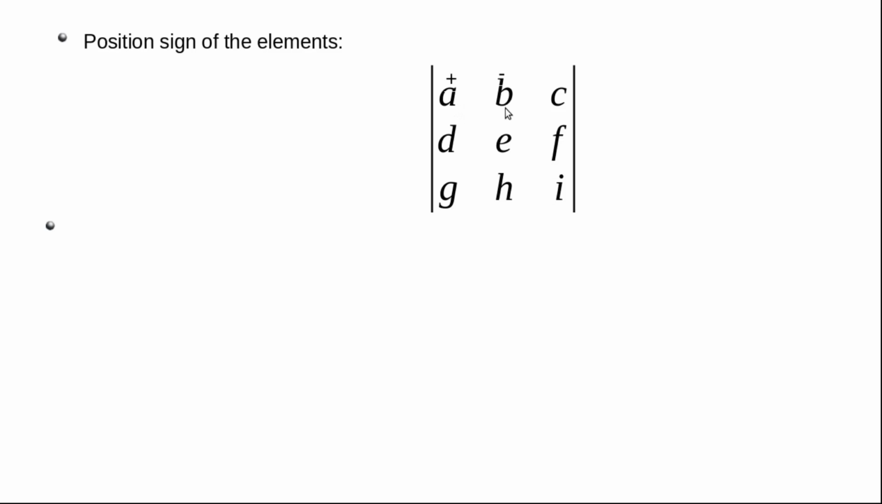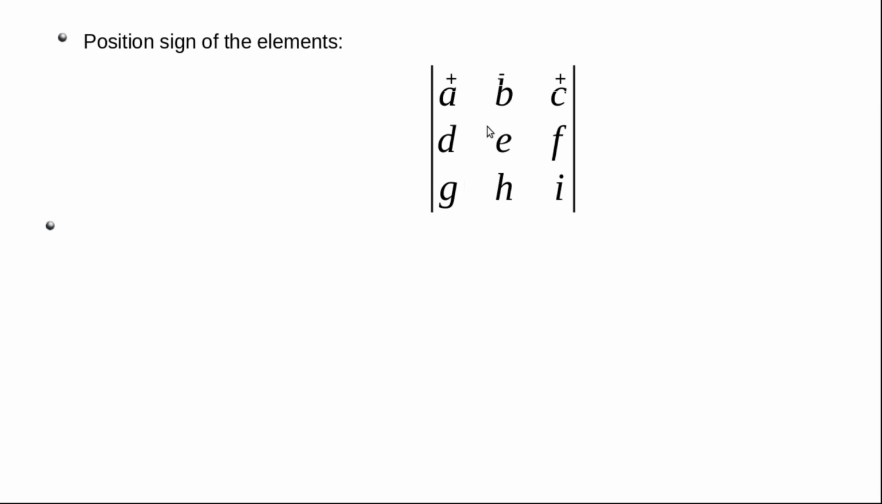Now we will find what is the position sign of the elements in a determinant. Suppose we are taking a determinant of order 3. Now we will see what are the position signs of each element of this determinant. So we take first the element A and we give it the sign plus. Then we will change the sign in the next element alternatively. The next element along the row is B, so we will give it minus. The next element is C, we will give it plus.